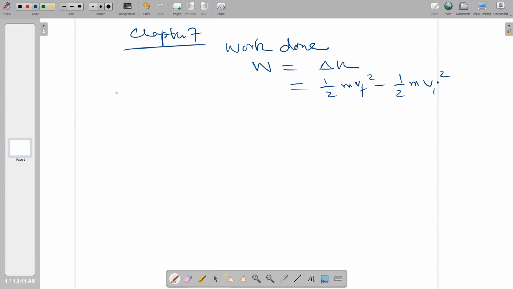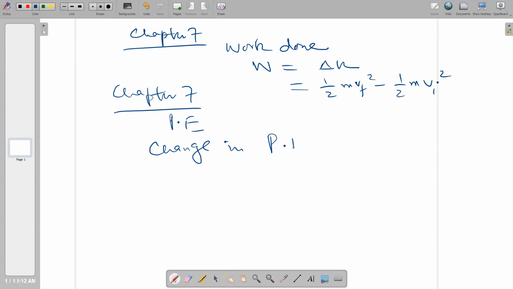Now in chapter number 8, we want to study potential energy. So this is the potential energy chapter. And we will find the change in potential energy. We cannot find the potential energy. We always find the change in potential energy.